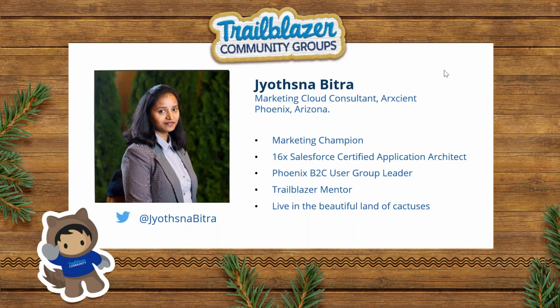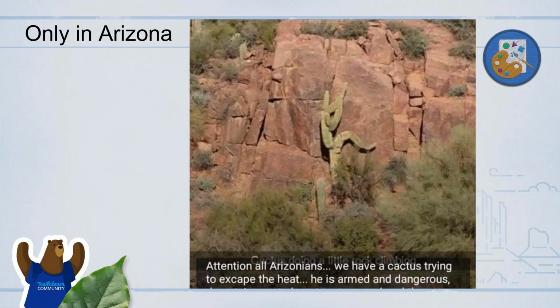Here's a little bit about me. I go by the name JB, and I am a marketing champion, 6 times Salesforce certified application architect, and I lead the Phoenix B2C user group. I'm a Trailblazer mentor, and a fun fact about me, I live in the hottest place in the US and also in the beautiful land of cactuses. If you haven't seen cactuses in a while, here's a picture of a cactus trying to escape the summer heat. Be careful, he's armed and dangerous, and it happens only in Arizona.